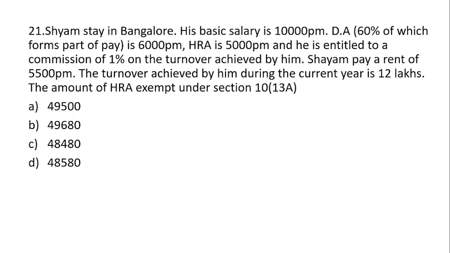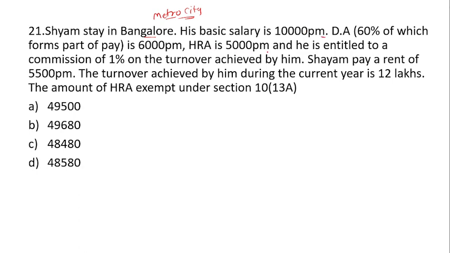This is the last question of our lecture, question number 21. Sham stays in Bangalore, that is a metro city. His basic salary is 10,000 per annum. DA is 60%, which forms part of pay, and is 6,000 per month. Okay, per month, it's 10,000, that is per month.